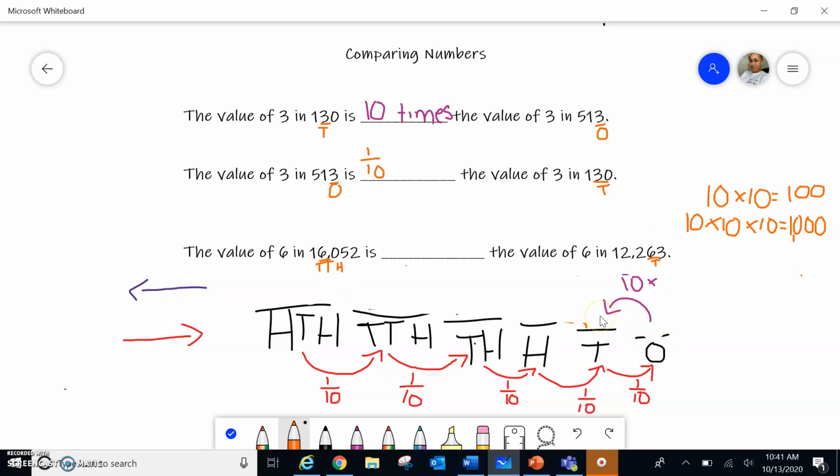So I'm going to start at my tens place. So I know this is 10, and we got to keep jumping until we get to 10,000. So this is 10 times more, and we're counting by our powers of 10, so we're multiplying by 10 each time. Then we jumped another 10 times. So this is 10 times, 100 times, and this last one is 1,000 times. So the value of this 6 in the 10,000s place is 1,000 times the value of the 6 in the tens place.